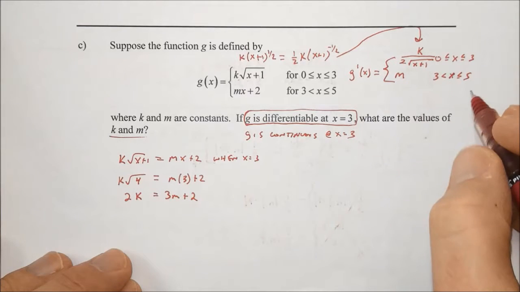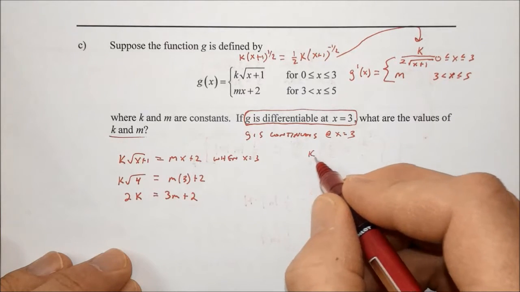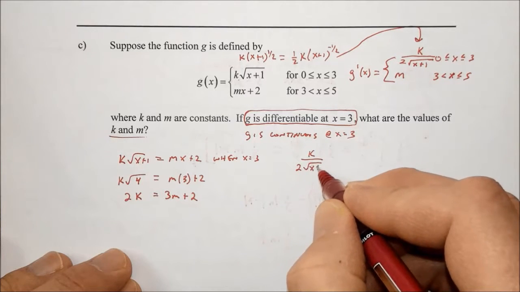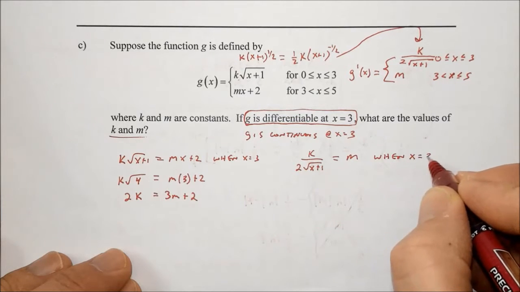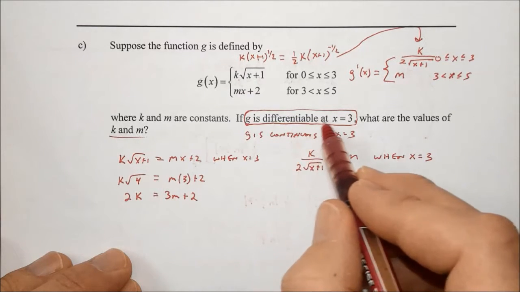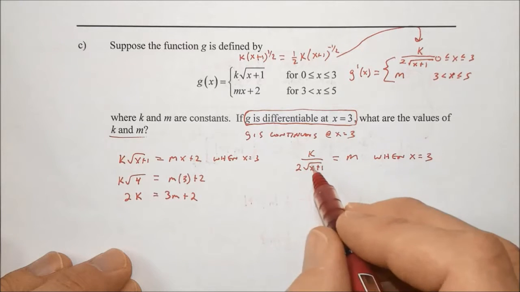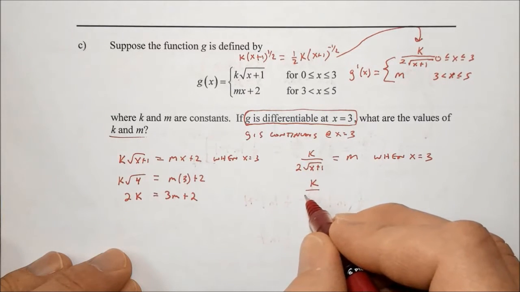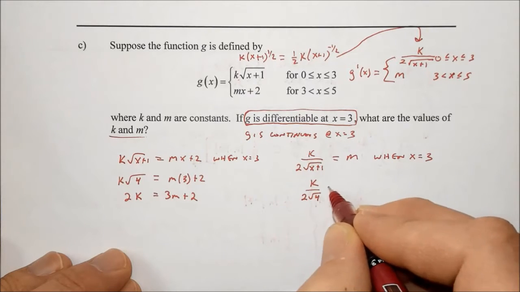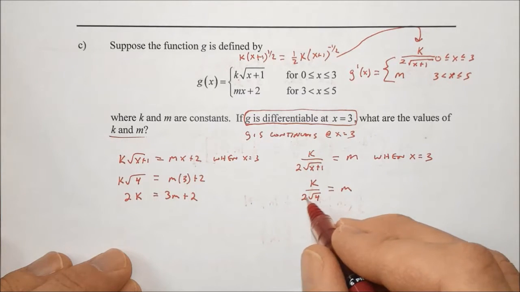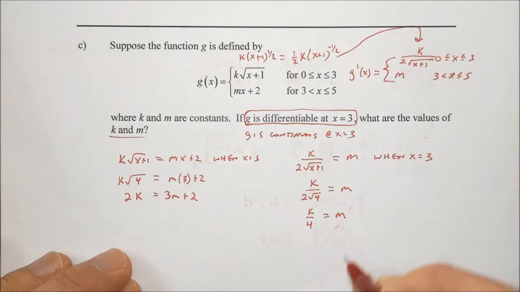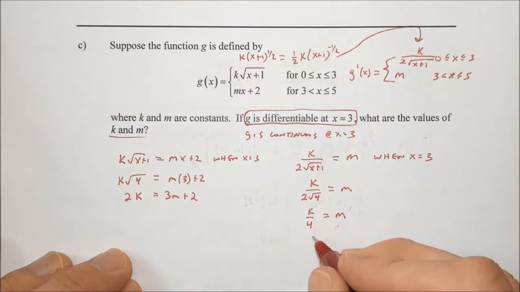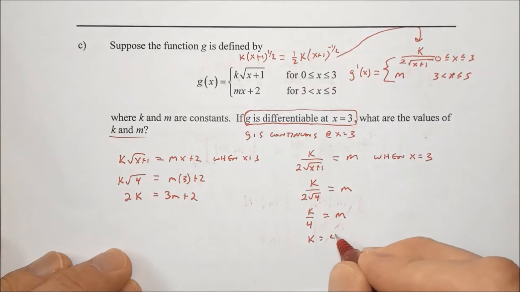Okay, so what does that tell us? It tells us that k over 2 times the square root of x plus 1 will be equal to m when x equals 3, because g is differentiable at x equals 3. So if we plug 3 in for x, we have k over 2 times the square root of 4 is equal to m. Square root of 4 is 2, 2 times 2 is 4, so that means that k over 4 is equal to m. Since I'm not a big fan of fractions, I'm going to multiply both sides by 4, and k is equal to 4m.